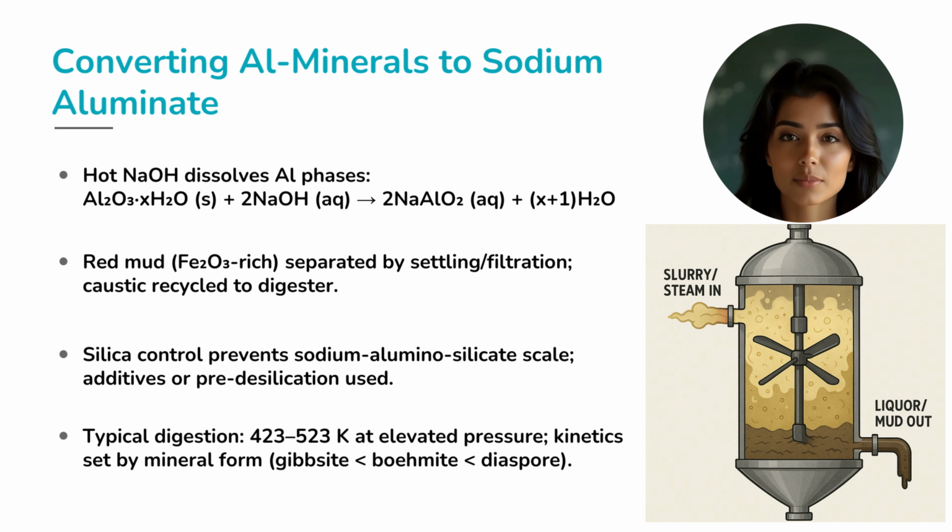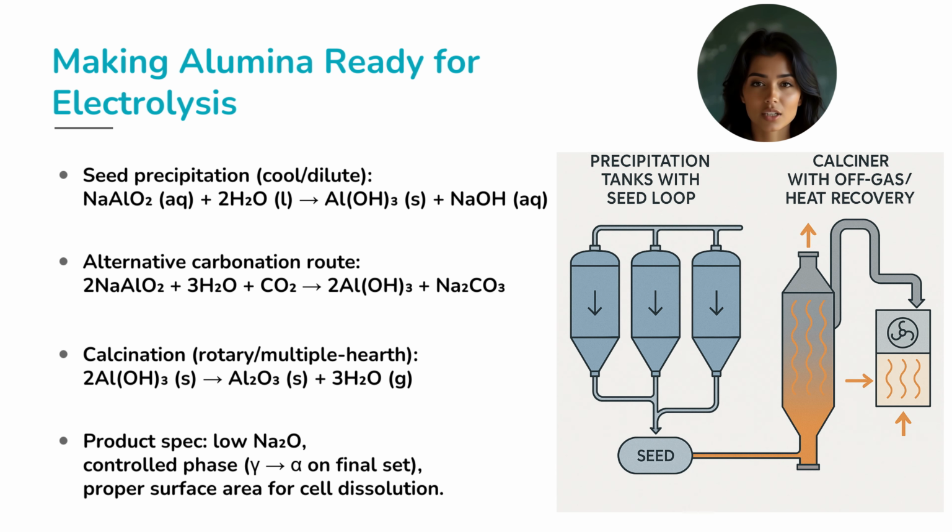Controlling silica is important here because otherwise insoluble scales line the pipes and vessels. Temperature and pressure matter too. Gibbsite dissolves more easily than boehmite or diaspore. That's why the mineral form of bauxite influences energy use in digestion. Once dissolved, alumina must be brought back out, this time in a purified form.